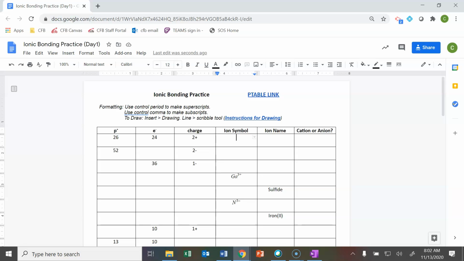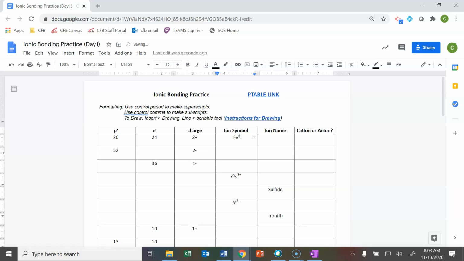All right, our ion symbol, and there are different ways that you could do this. If you want to just write it out, that's okay. You can use the instructions for drawing with the scribble tool, or we can just write Fe, and then Control+Period sometimes works. Control+Period will make the exponent or the superscript, and then I could put 2 plus. However you do it, you need to have a superscript with the charge for each of the ion symbols. That's what we're trying to put up.